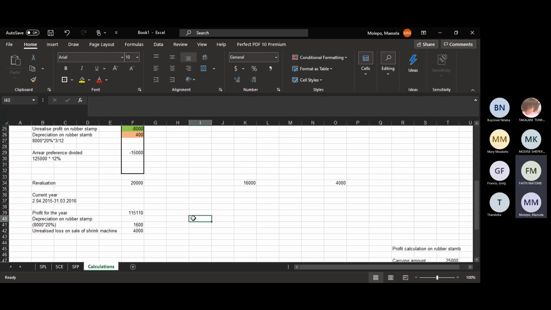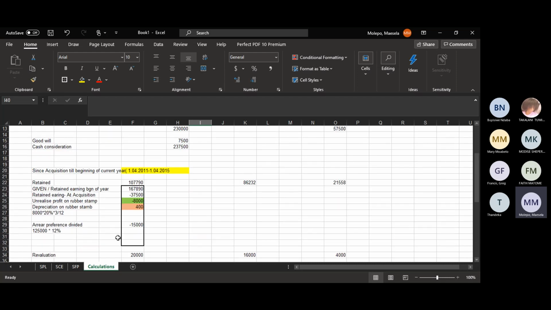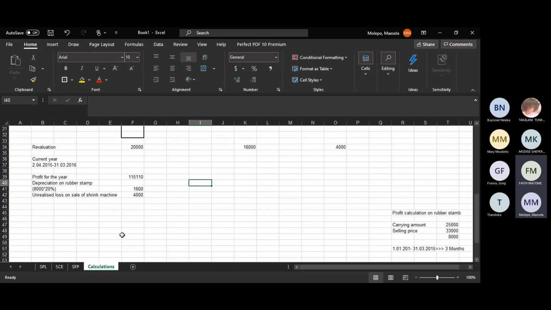Now, let's realize the loss. We assume that we sold the shrinking machine to our parent, so the parent has that shrinking machine. We assume that she will start using the machine now. So we sold the machine on 31 August 2015 for the financial year ending on 31 March 2016, right? Yes. So now we have to calculate the realization.